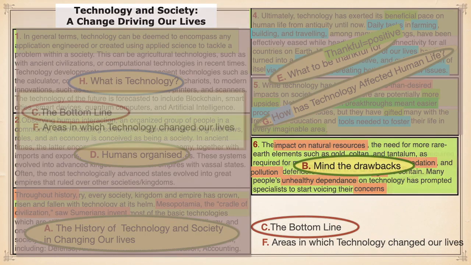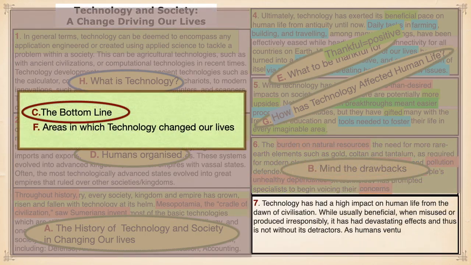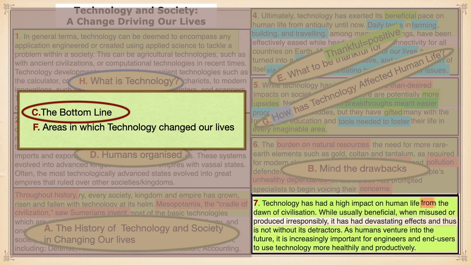Let's have a look at paragraph 7. I'll read the first couple of lines and the last couple of lines, which in this case is the whole paragraph. Here we have the words from the dawn of civilization, which means from the beginning, from the start, and then we see venture into the future. This is of course a concluding paragraph, providing a conclusion and looking into the future.